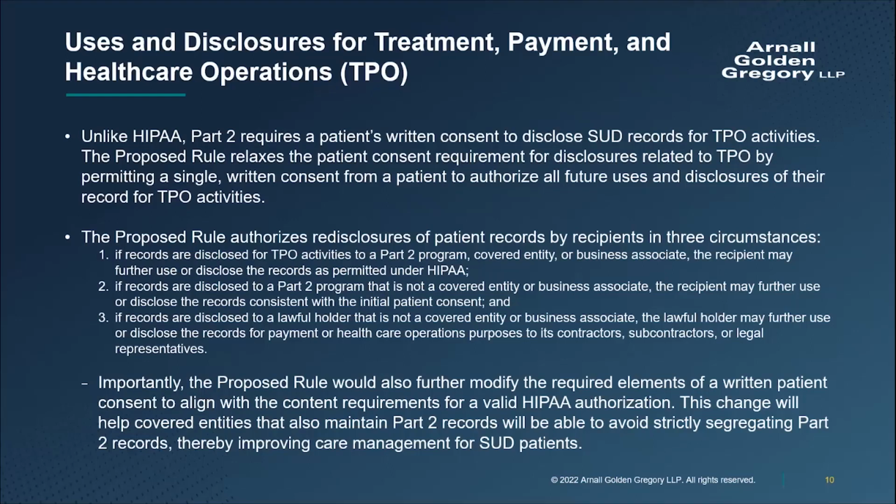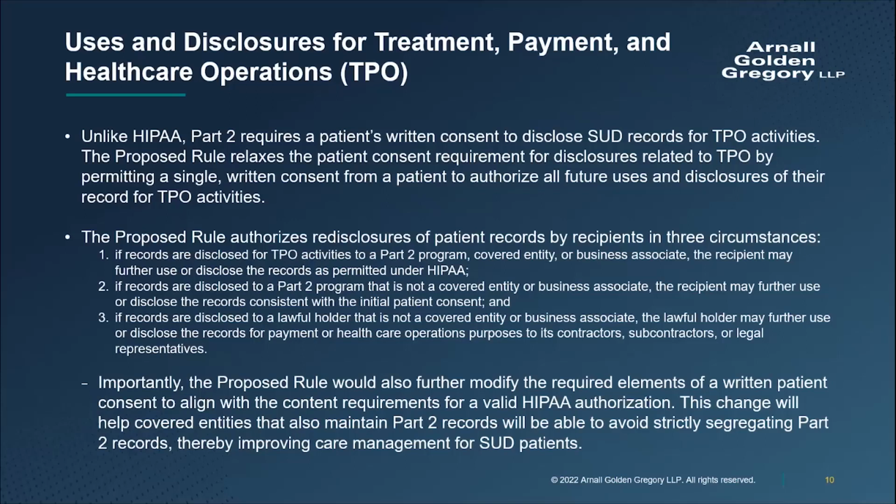But positively, the proposed rule tries to align HIPAA and Part 2 to a certain extent by allowing a patient to sign one consent and allowing for future disclosure consistent with that original consent. So the proposed rule authorizes redisclosures of patient records by recipients in 3 circumstances. If they're disclosed for TPO activities to a Part 2 program, covered entity, or business associate, the recipient may further use or disclose the records as permitted under HIPAA.